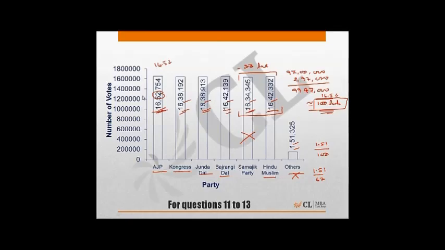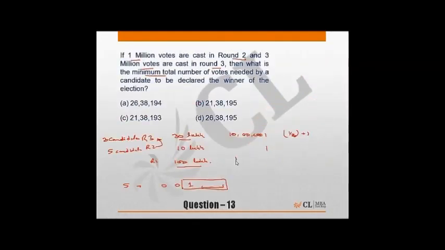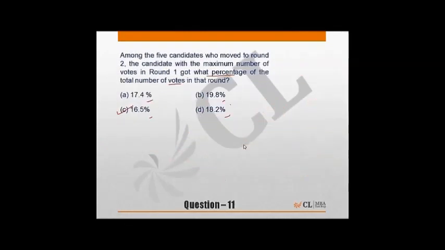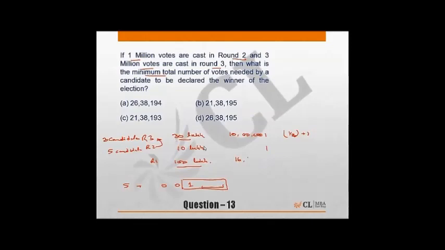And out of these 5 who will move to the next round, the minimum votes are with Congress, which is 16, 38, 192. Let me just check. 16, 38, 192. Okay, so it will be 16 lakh 38,192, or your total becomes 16 plus 10, 26. Straight away these two get ruled out. 16, 26 and 38. So 16, 38 and 192, 194. Choice A becomes the correct answer.